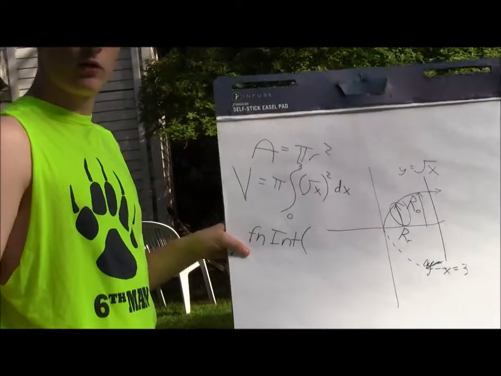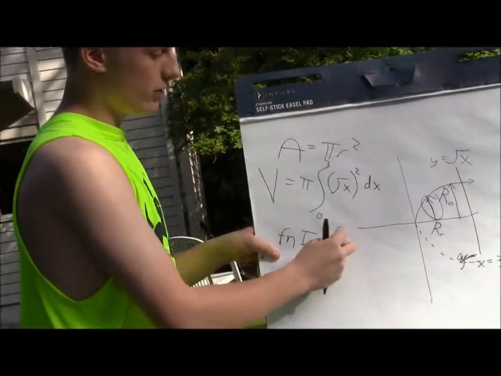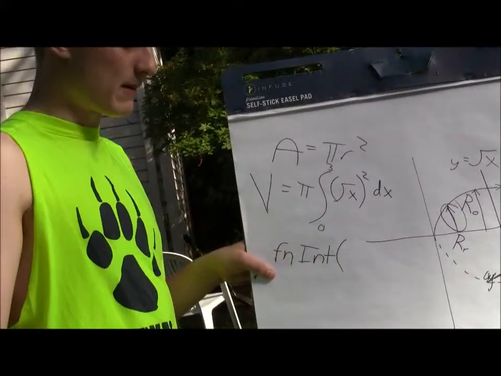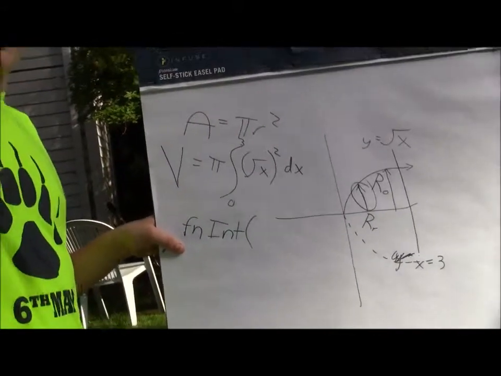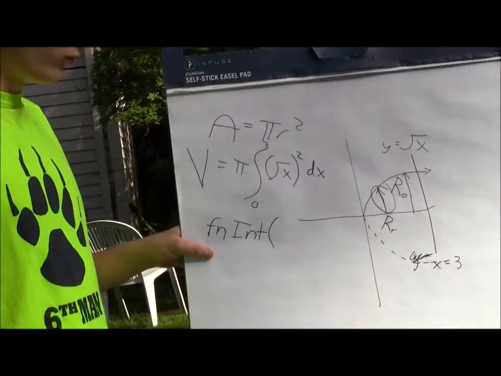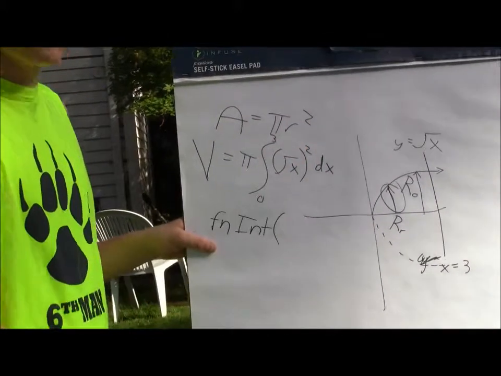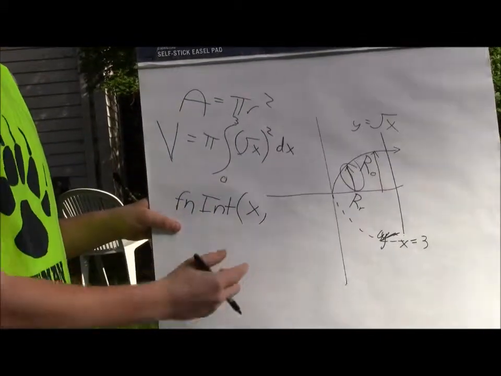Now all it's looking for is what goes inside the integral first, and then it's looking for what you're doing it with respect to, and then it's looking for your two limit values. So they're all separated by commas, and the first one is what's inside the integral. And that's easy. It's just the square root of x squared, and that just happens to be x.